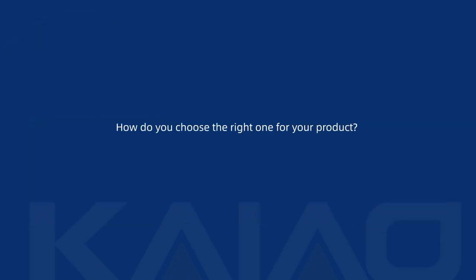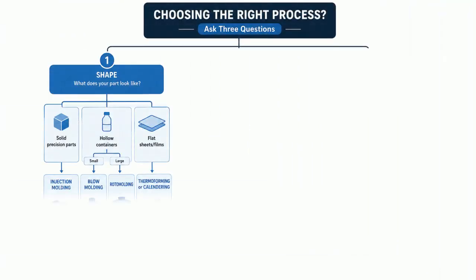Choosing the right process? Ask 3 questions. Shape. Solid precision parts: injection molding. Hollow containers: blow molding for small, rotomolding for large. Flat sheets or films: thermoforming or calendaring.